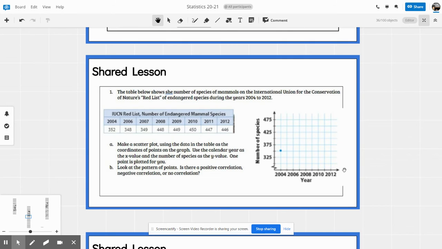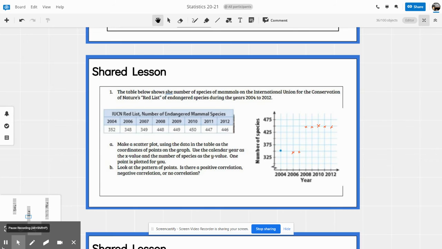So we already have years on the bottom, species on the Y axis. And you are going to look at a pattern of points and decide if there is a positive correlation, negative correlation, or no correlation. The first point they plotted for us is 2004. They went up to about 352. Okay, so I want you to pause the video, take a second, fill in your data points.